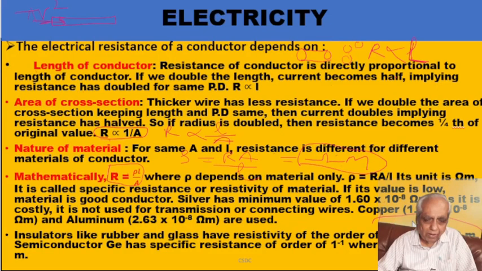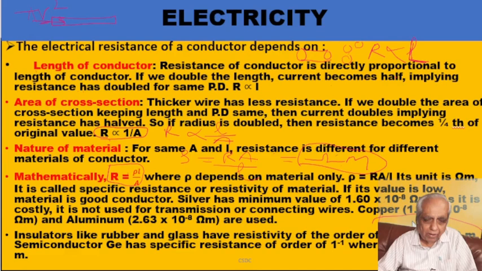So the important formula that we have learned today is R is equal to rho L upon A. Rho is called specific resistance. It depends only on the material of the wire. Is it all right? So then we'll proceed further.